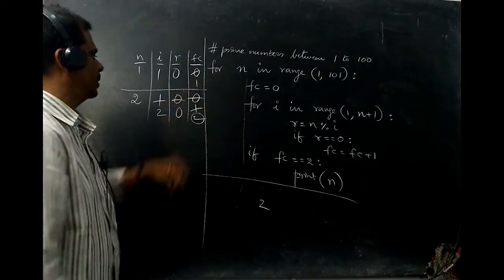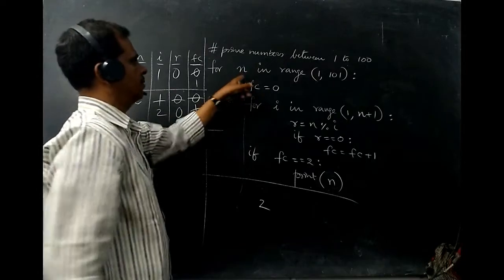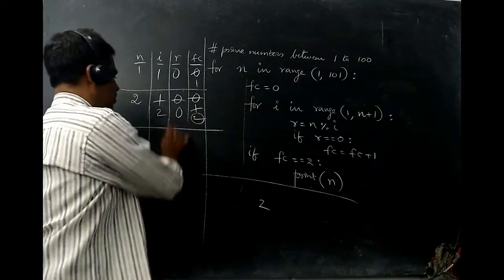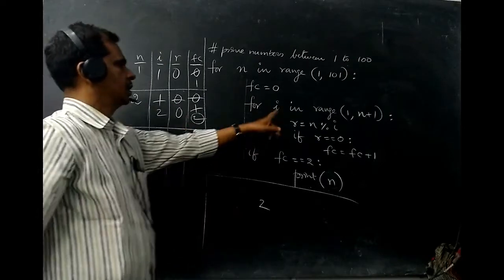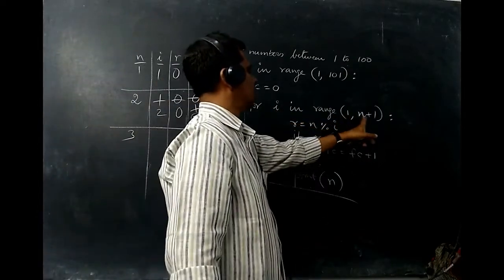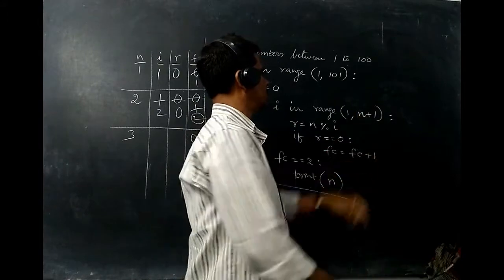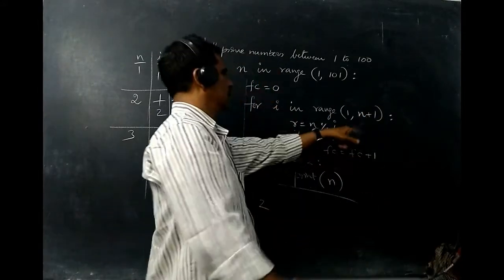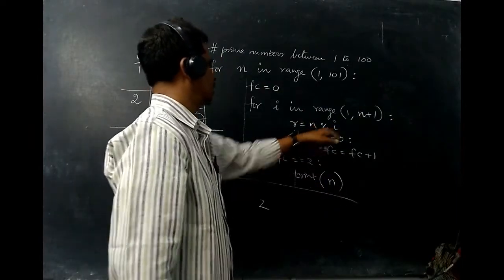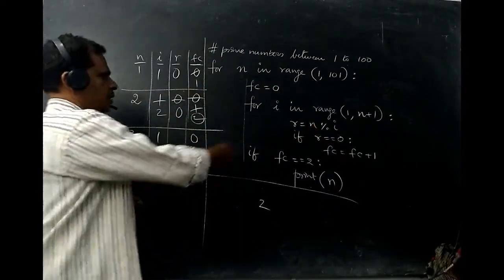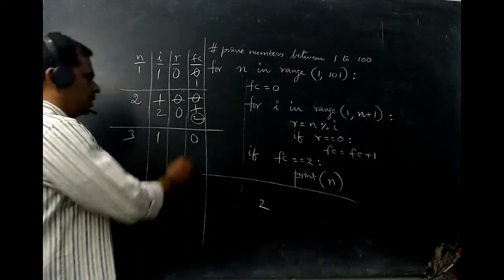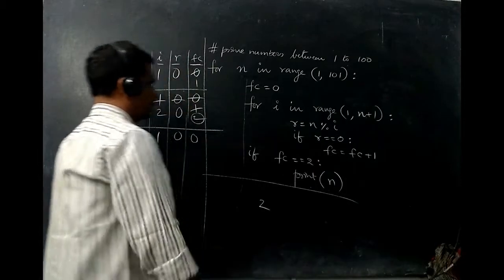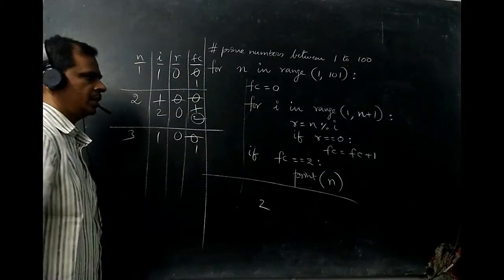Then control goes back. Then what is the n value now? 3. What is the FC value? 0. Right? Again, for I in range 1 comma 3 plus 1, 1 comma 4. Range 1 comma 4 means it gives 1 to 3. Okay, 3 times it repeats. Then I value is 1. 3 % 1 is 0. Is it 0? Yes. FC equal to FC plus 1, it is 1.